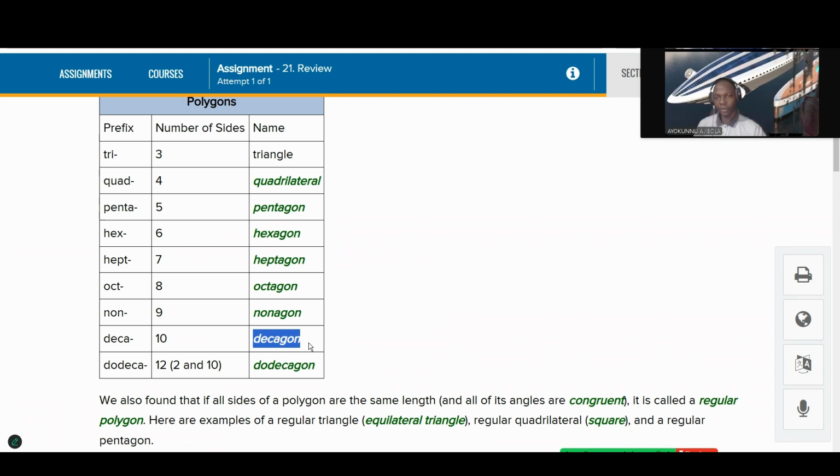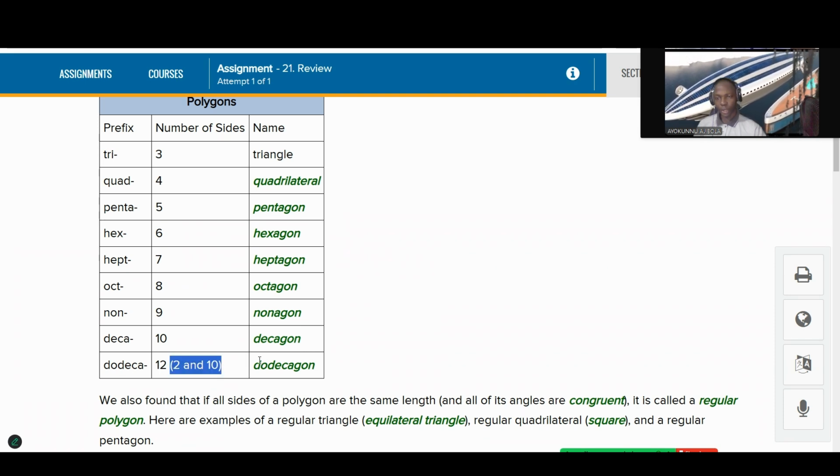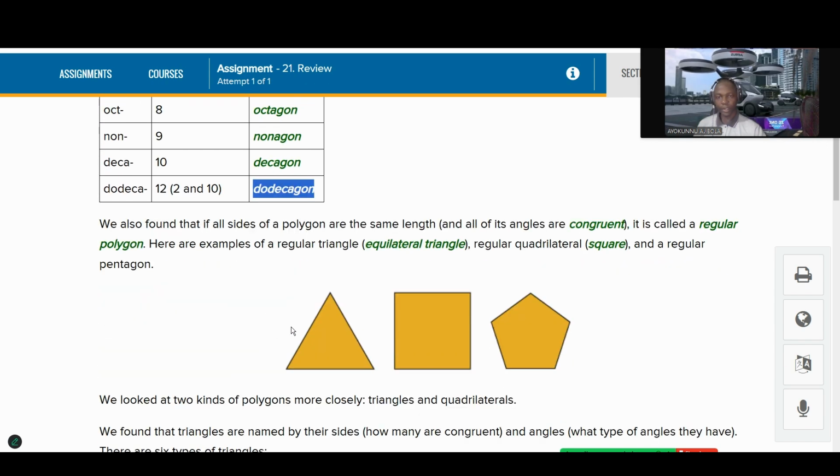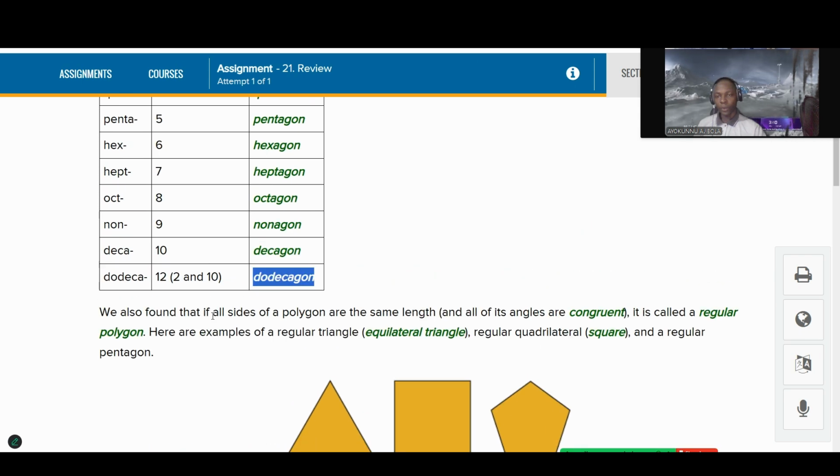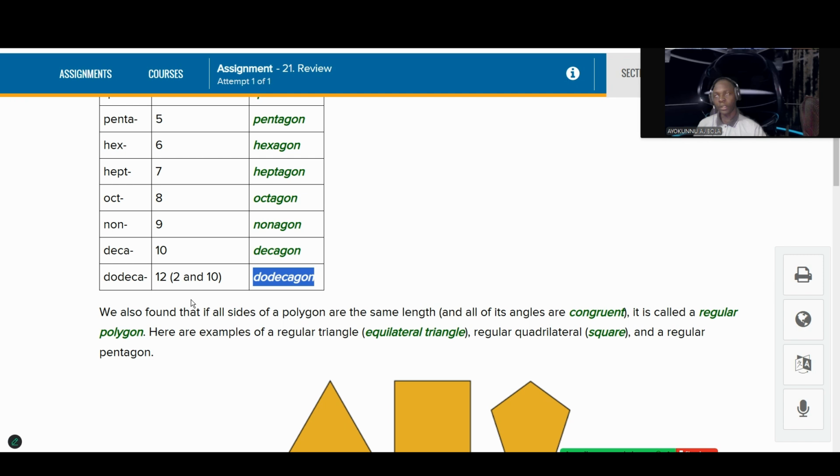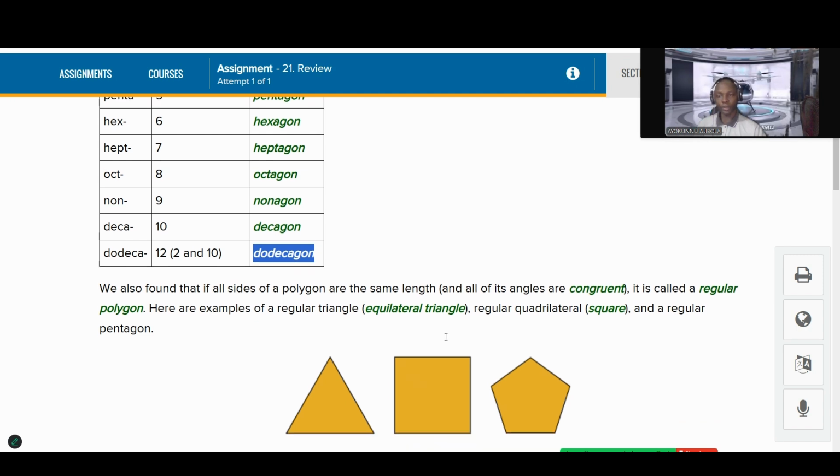10 sides is a decagon, that's 10 angles. Then dodecagon, that is 2 and 10, that is 12. So a dodecagon has 12 angles. Then if we have anything that's greater than that, we just call it maybe 13-gon, 14-gon, 40-gon, 100-gon, based on the number of sides.